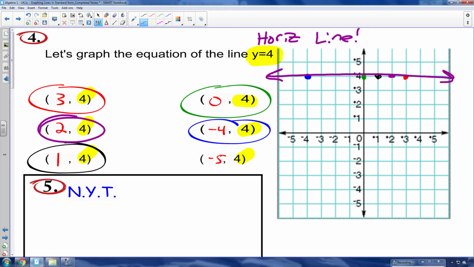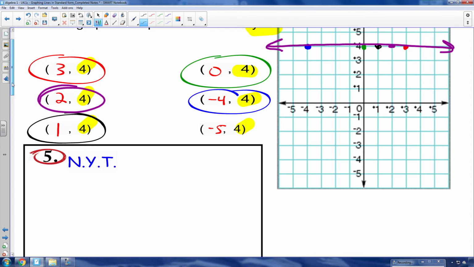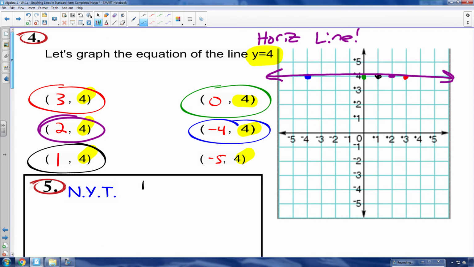So if you are able to do that, could you now try on this same grid? Can you now try to graph the line? I want you to graph the line y is equal to -3. Okay? So now you try, pause the video, and try y is equal to -3. Graph that line, please.